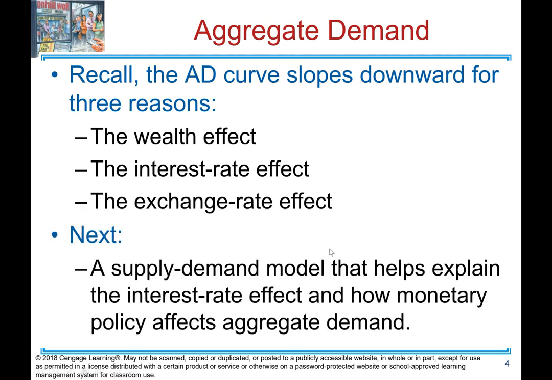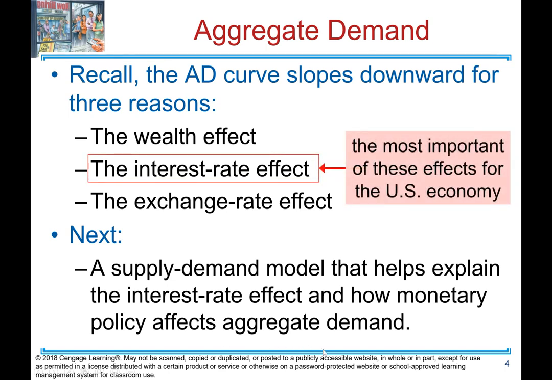Aggregate demand. Recall the aggregate demand curve slopes downward for three reasons: the wealth effect, the interest rate effect, and the exchange rate effect. Next, a supply and demand model that helps explain the interest rate effect and how monetary policy affects aggregate demand. The most important of these three effects is the interest rate effect.